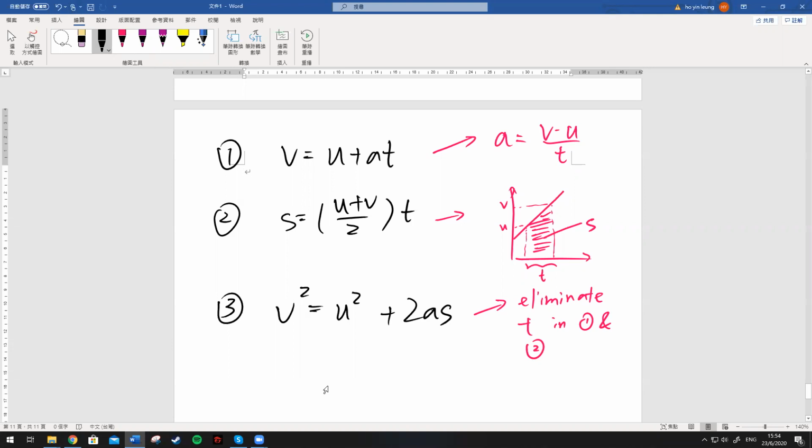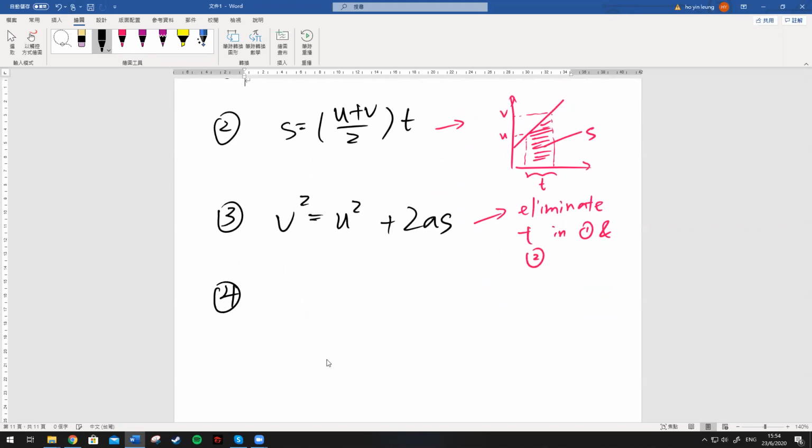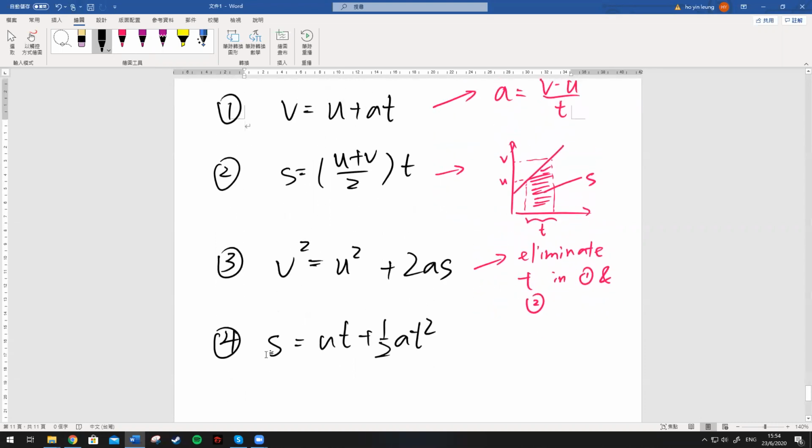And then number 4, S equals ut plus half at squared. This one I think is more difficult to explain why. Actually, it comes directly from 1 through integration, but you haven't learned integration, so maybe you will see why later. For now we just remember all these equations. So integration of 1.